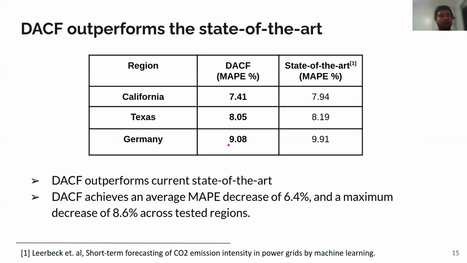Next, we compare DACF with the current state of the art in terms of MAPE, where the lesser value is better. And we see that DACF outperforms the current state of the art by achieving an average MAPE decrease of 6.4% and a maximum MAPE decrease of 8.6% across the tested regions. So we have shown only 3 regions here. However, we have tested in 6 regions. And for further details, please refer to our paper.